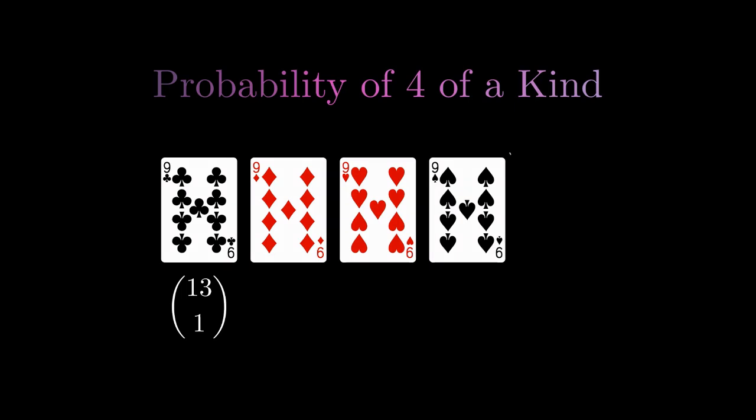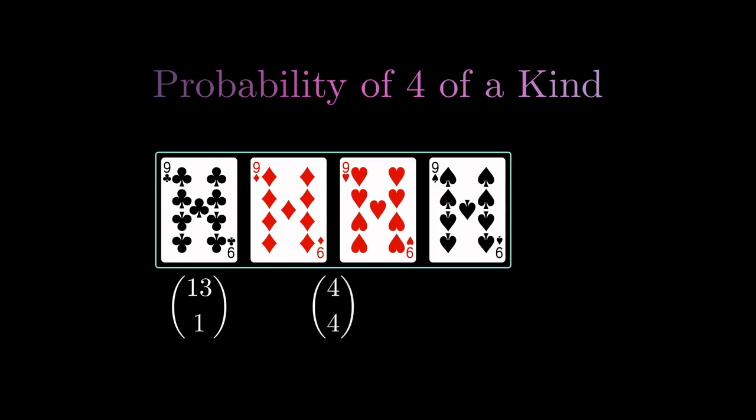All right. Now, how many ways can we choose the 9s? We've already decided that it's 9. And from there, we're going to choose 4 from 4. There's only one way to do that. 4 from 4. Okay. And then our final card can be any other denomination.